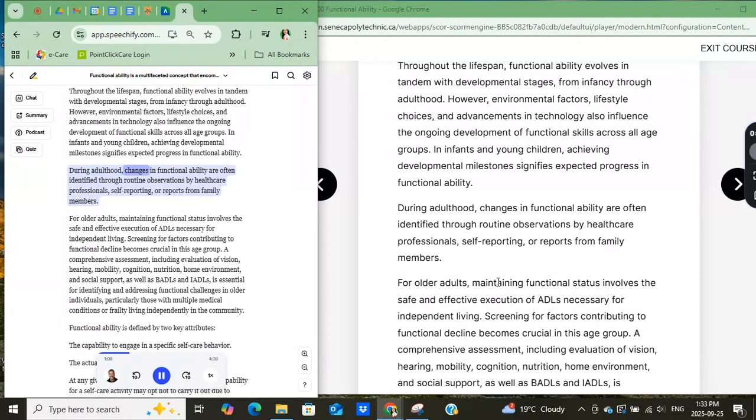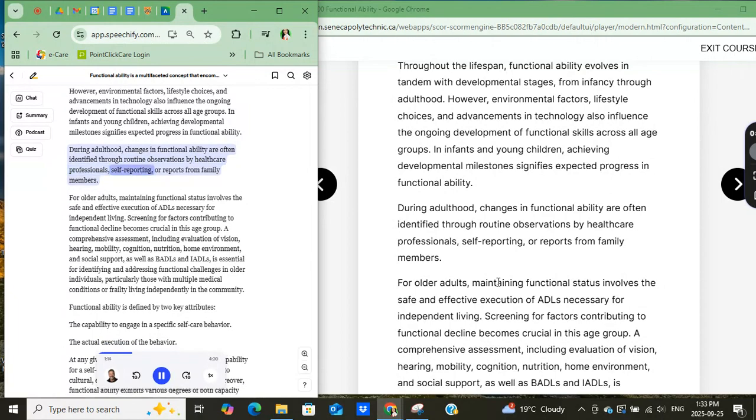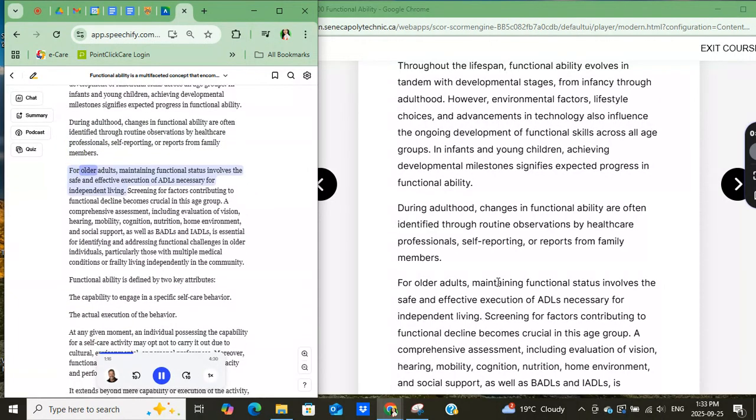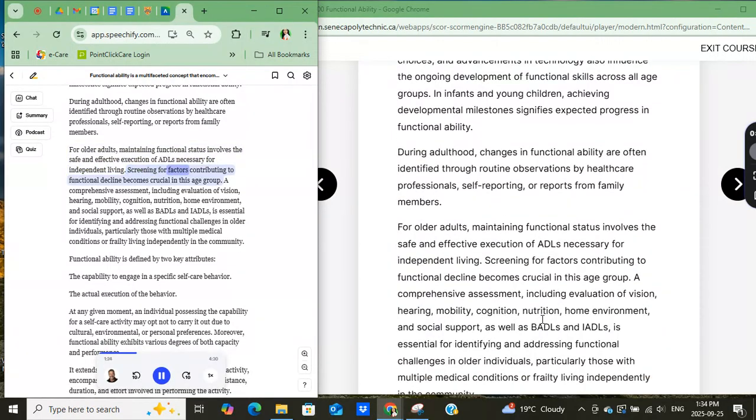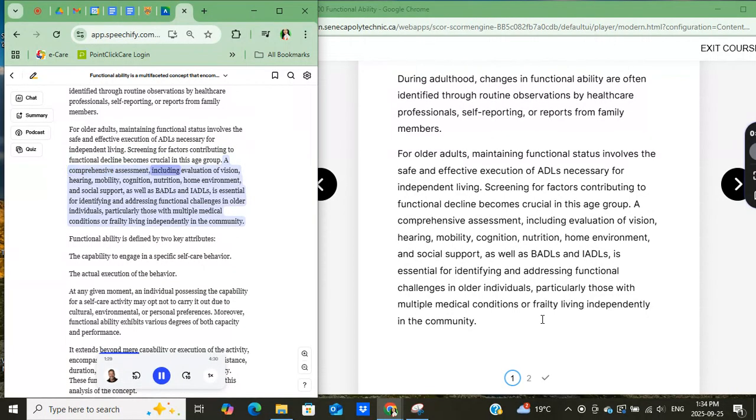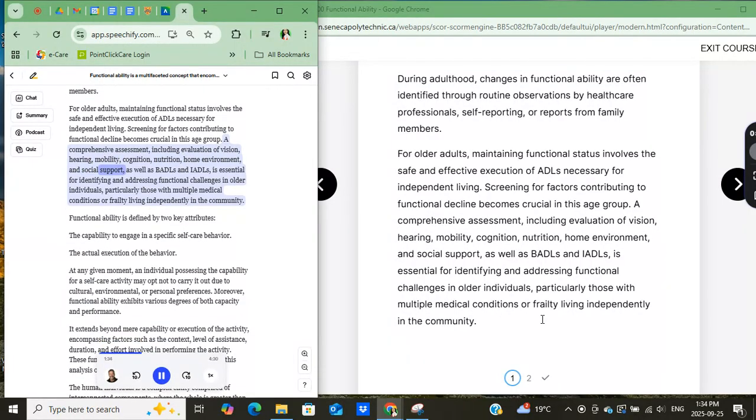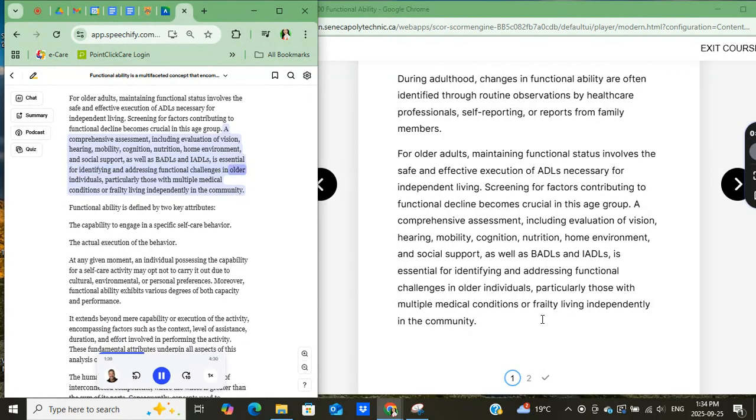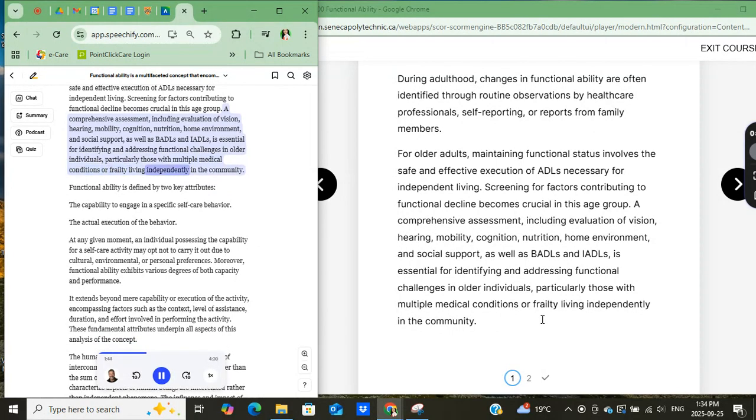During adulthood, changes in functional ability are often identified through routine observations by healthcare professionals, self-reporting, or reports from family members. For older adults, maintaining functional status involves the safe and effective execution of ADLs necessary for independent living. Screening for factors contributing to functional decline becomes crucial in this age group. A comprehensive assessment, including evaluation of vision, hearing, mobility, cognition, nutrition, home environment, and social support, as well as BADLs and IADLs, is essential for identifying and addressing functional challenges in older individuals, particularly those with multiple medical conditions or frailty living independently in the community.